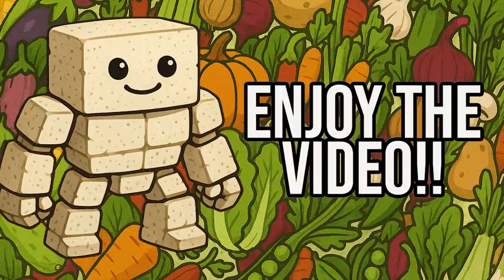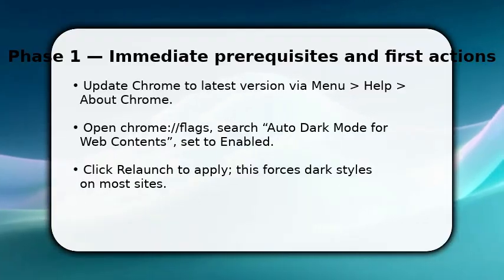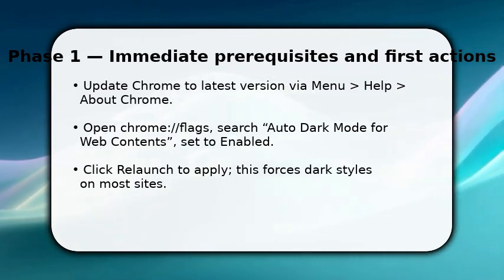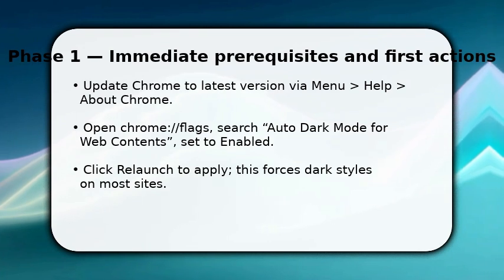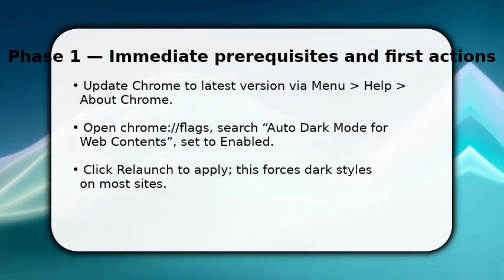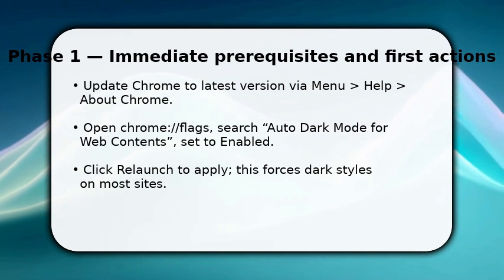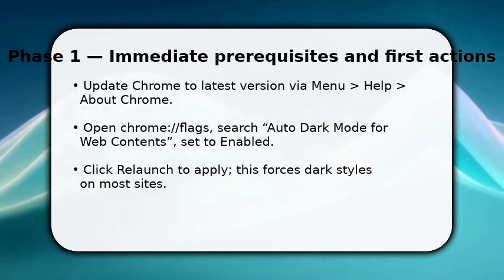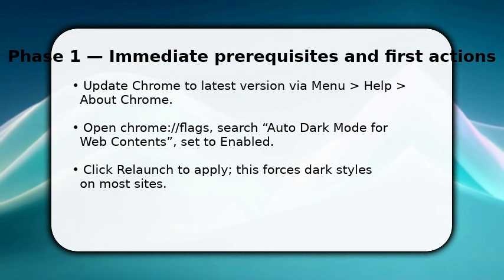Please enjoy the video. You start by preparing Chrome so changes stick. Update Chrome now, then open the address bar and type chrome://flags. Once there, search for Auto Dark Mode for web contents and set it to Enabled. This flag applies a dark rendering across many pages.